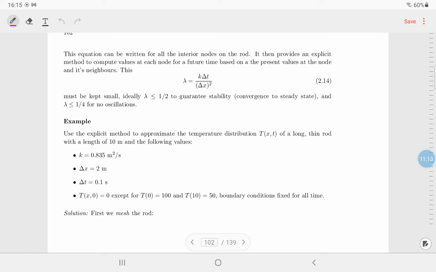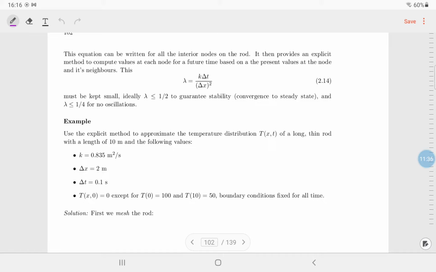This parameter lambda is important. It has to be kept small. If lambda is bigger than 1/2, it mightn't work. So you should be expecting to see the temperatures go towards equilibrium, and they will do that as long as lambda is less than 1/2.